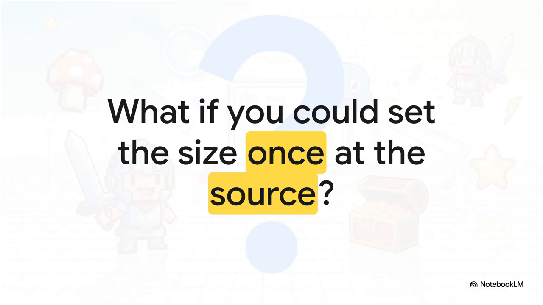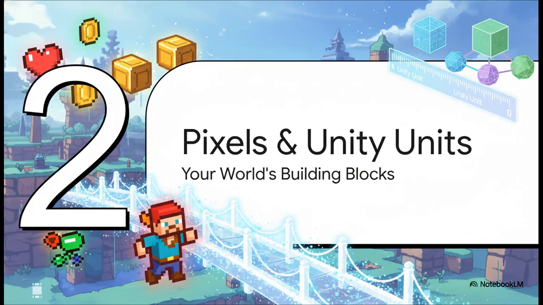To really get this, we need to peek under the hood just a little bit. We need to understand the building blocks of our game world. And really, it all boils down to two things. On one hand, you have your art file, your sprite, which is measured in pixels. On the other hand, you have your actual game world, which Unity measures in something it calls units. The whole secret to perfect scaling is just learning how to build a bridge between these two.